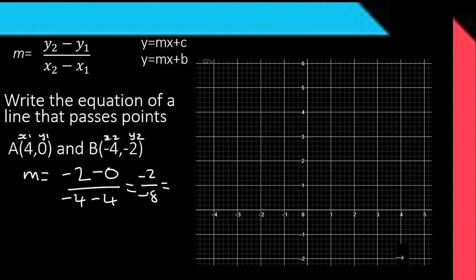I can simplify the fraction. Two negatives make a positive, and then 2 over 8 becomes 1 over 4. So that is my slope. So y equals 1 over 4x, and I'll write plus b for this video.